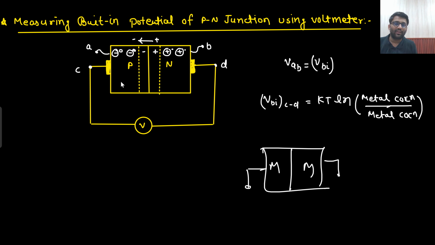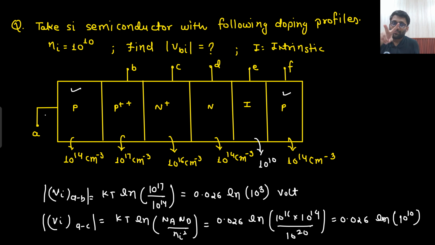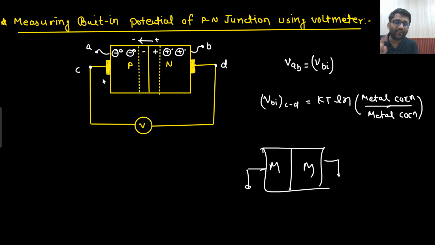Because I told you, there are different kinds of junctions. Whichever points we are interested in, if we are interested in between A and B, then effectively we are assuming a P and P plus junction. If we are interested in A and D, effectively we are assuming a P and N junction. If we are interested in C and D, I would see that C is connected to metal and D is connected to metal. So we are effectively calculating the built-in potential between metal and metal.